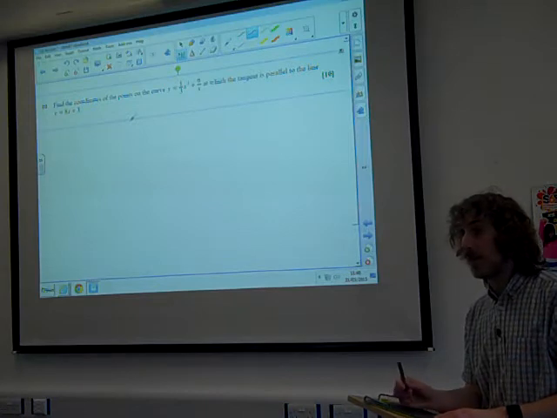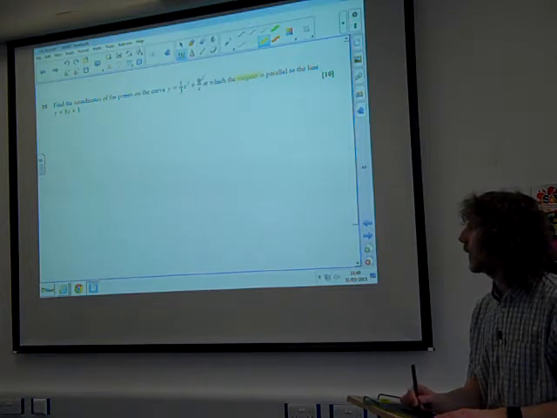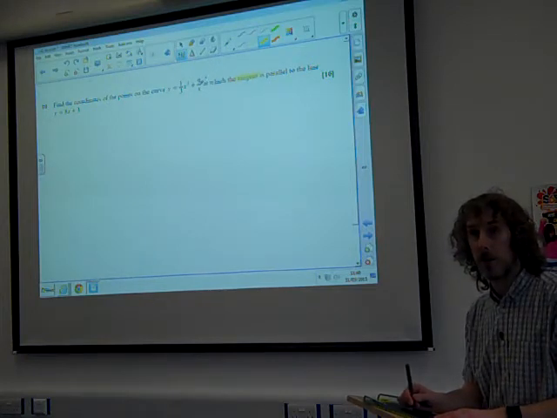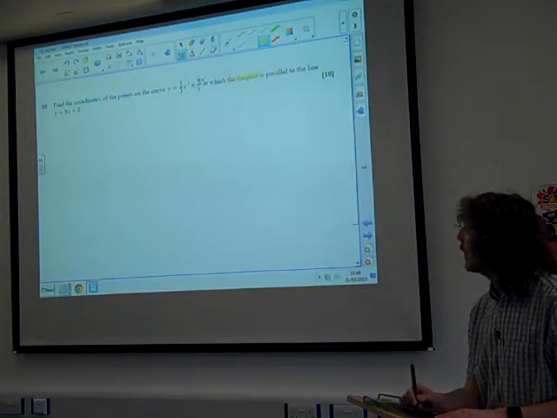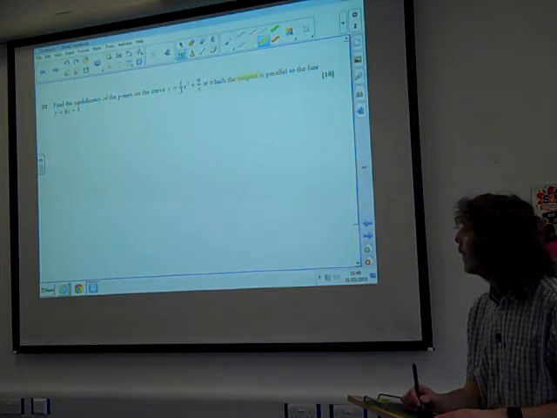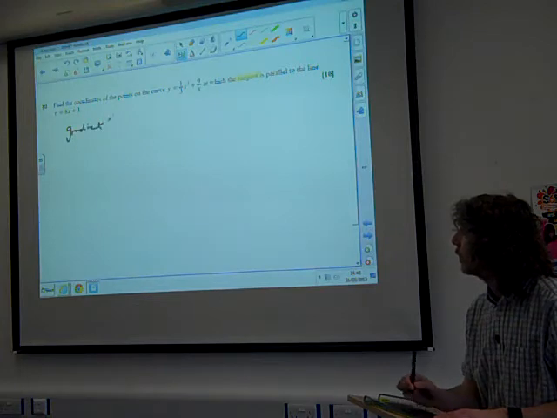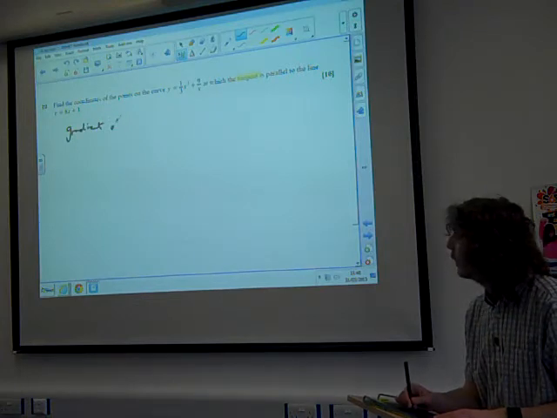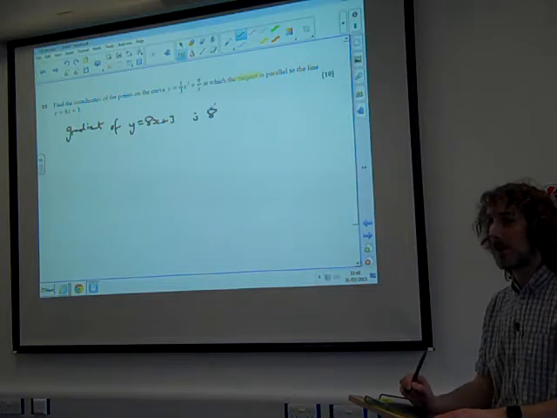So it's about finding a tangent. It doesn't say differentiation, but it is. As soon as we see that it's about finding a tangent to a curve, then it must be a differentiation question. The tangent is parallel to that. So the gradient of that line, the gradient of the line y equals 8x plus 3 is 8. So that's what we're going with.